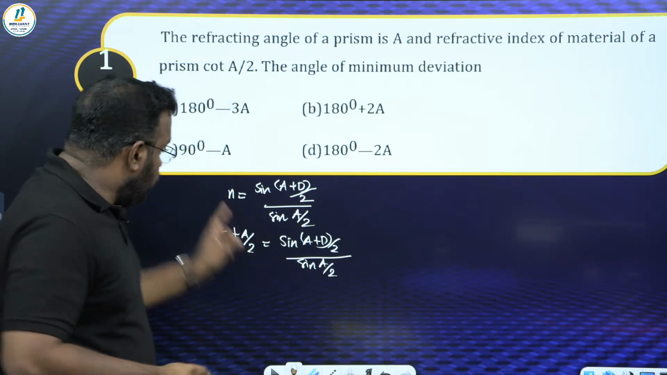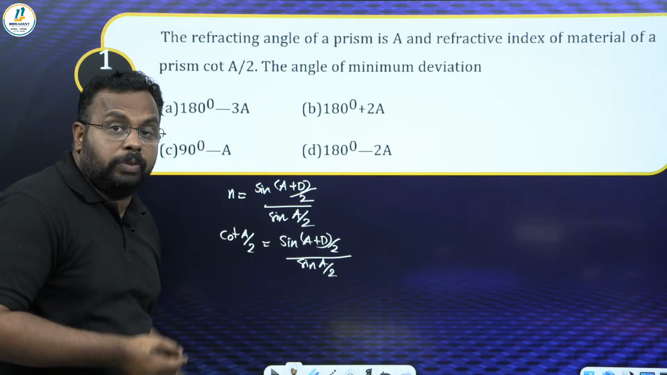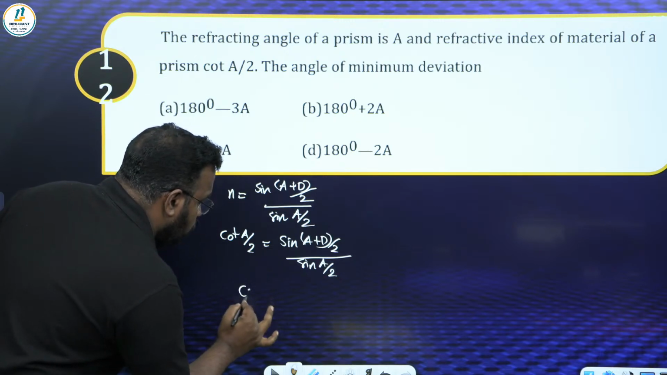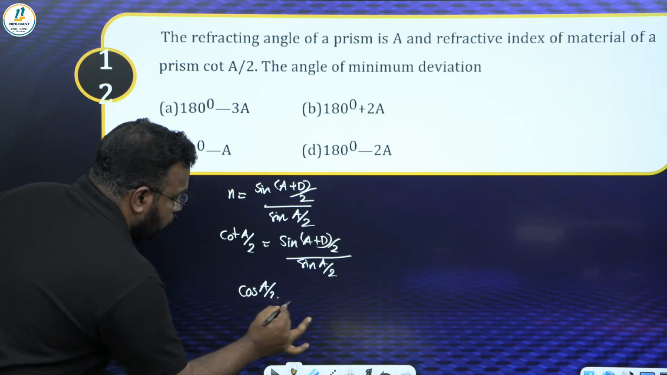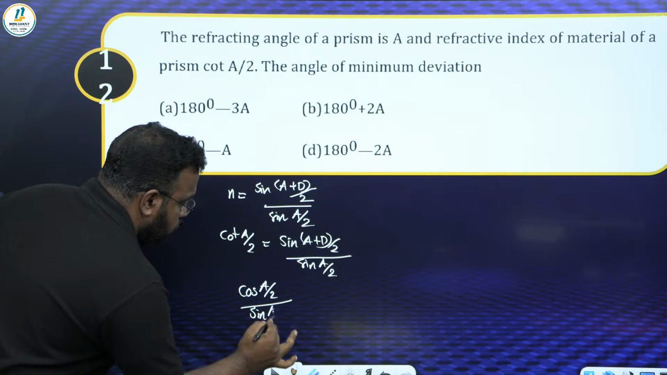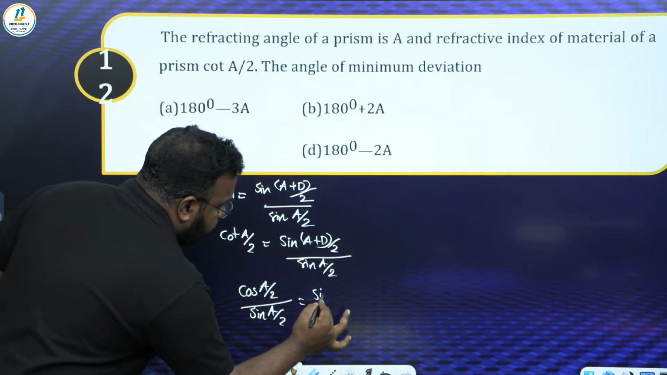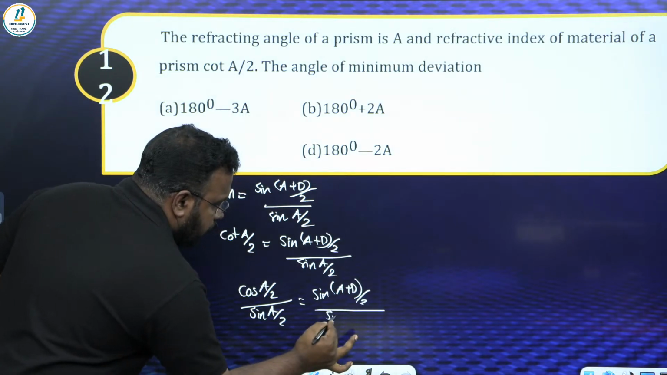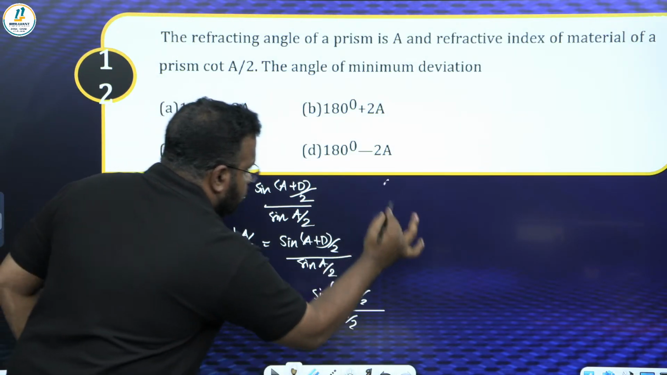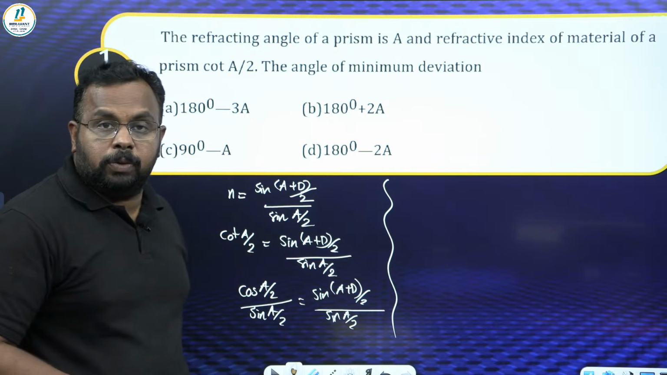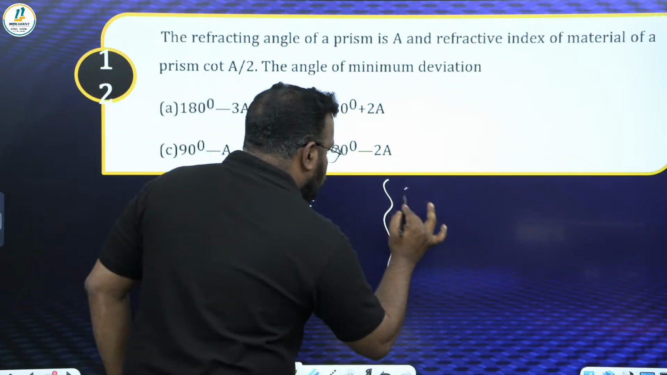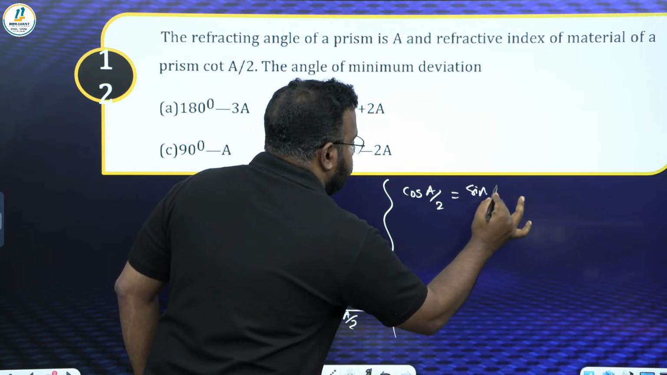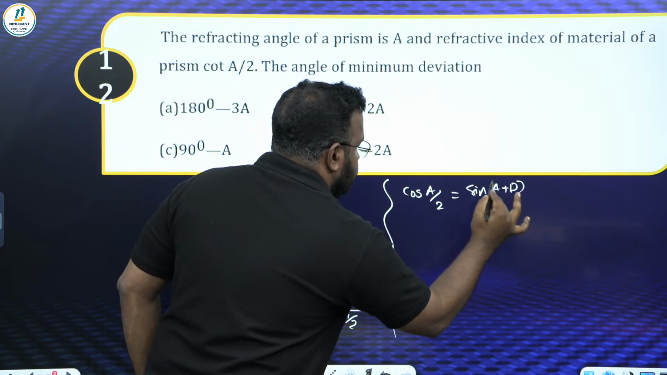What is this cot? You can see here it is sin, so we need to change the cot. Cot is cos by sin. So we can write it as cos A by 2 by sin A by 2 is equal to sin (A plus D) by 2 by sin A by 2. This sin A by 2 will be cancelled. So we get cos A by 2 is equal to sin (A plus D) by 2.